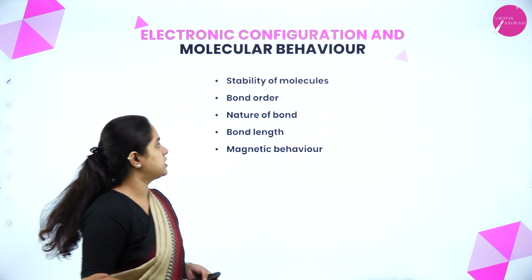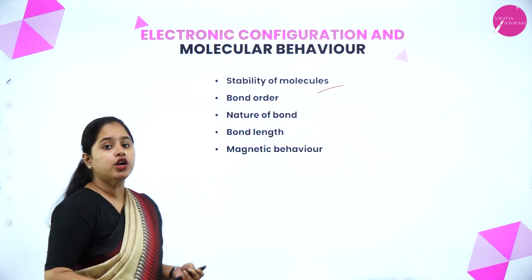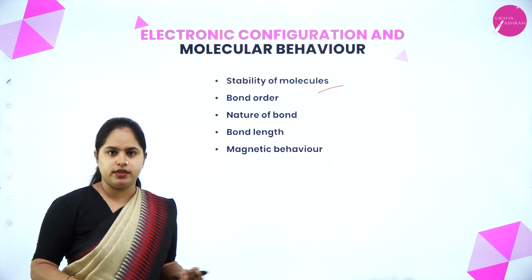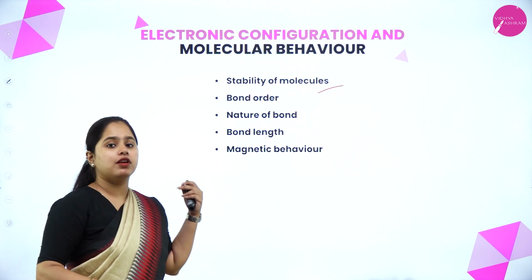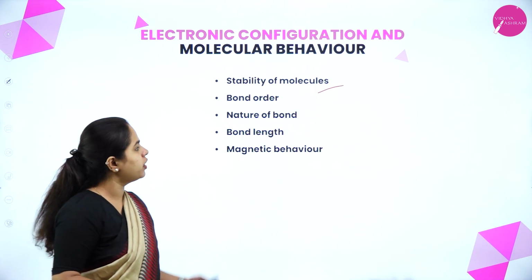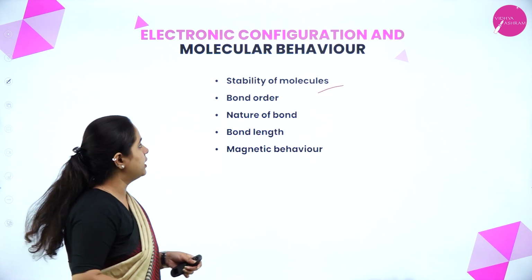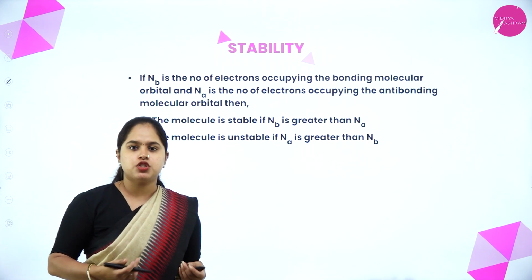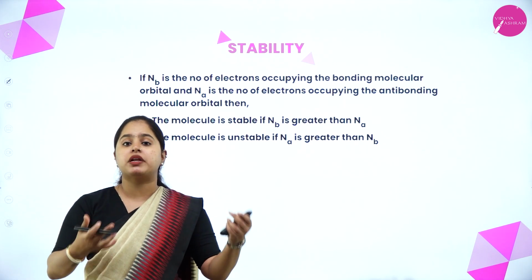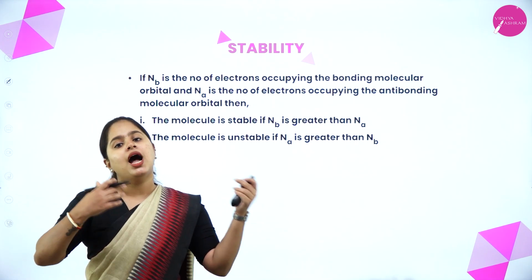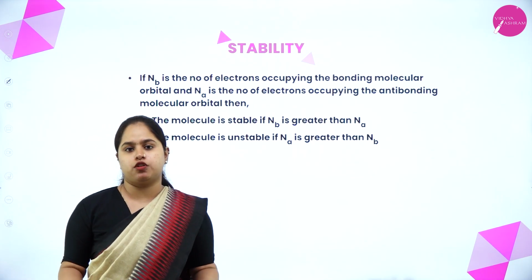So in detail, we will be studying the stability of the molecules, right? And then bond order. We know what is bond order. In the last chapter also we have studied what is bond order, right? And then we will be discussing the nature of the bond, bond length and the magnetic behavior. So the first one is stability of the bond. By understanding the number of electrons present in the bonding molecular orbital and anti-bonding molecular orbital, we will be able to predict the stability of the molecule.